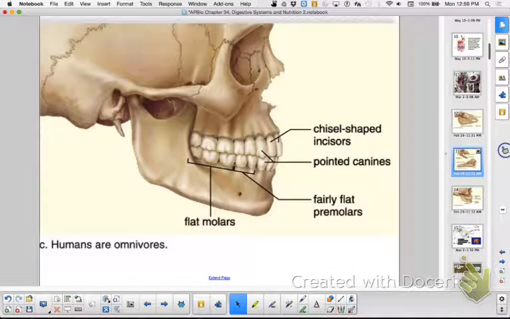And then here you can see for us, we're omnivores, so we have the sharp teeth in the front and the broad flat molars. So that was the first part on structure meets function with your teeth.